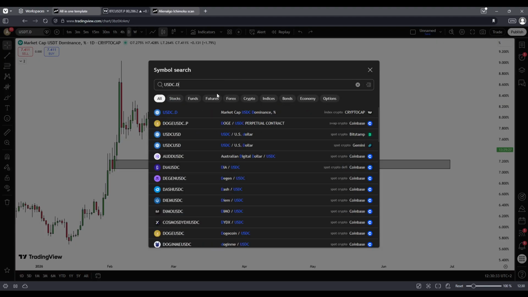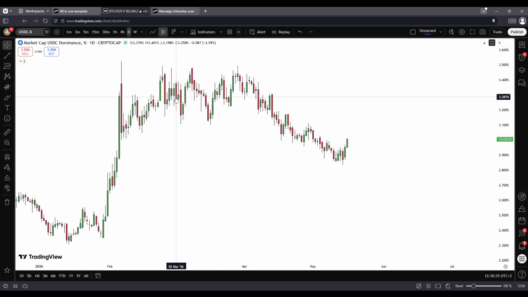Next one to keep in mind, USDC.D. Quite similar chart, the dominance of USDC. This goes up, crypto goes down. Yes, same with USDT.D. This goes up, crypto goes down.